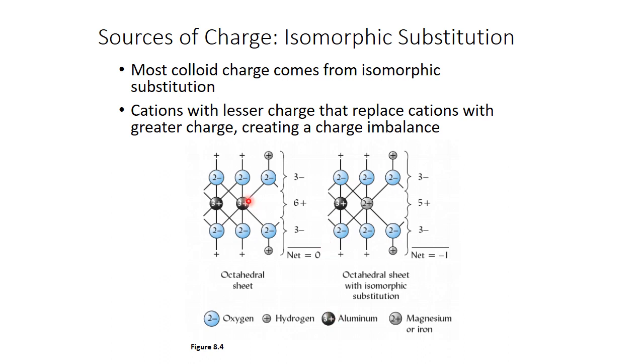So what would have been balanced had there been aluminum present is now imbalanced with iron or magnesium. And as a result, we end up with a net negative charge because not all of the charges from the oxygen are balanced. So we end up with a negative charge there. And this is a permanent charge that's built into the crystal lattice of the clay. It does not change based on pH. This is a permanent charge.